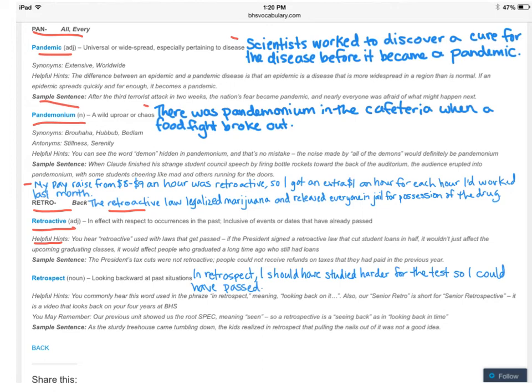All right, sample sentence. The president's tax cuts were not retroactive. People could not receive refunds on taxes that they had paid in the previous year. All right, so it did not go back. Last word, retrospect. Retrospect means looking backward at past situations. Let's see, the helpful hint tells you exactly what I was about to say. You commonly hear this word used in the phrase in retrospect, meaning looking back on it.